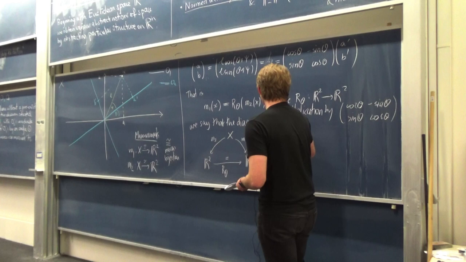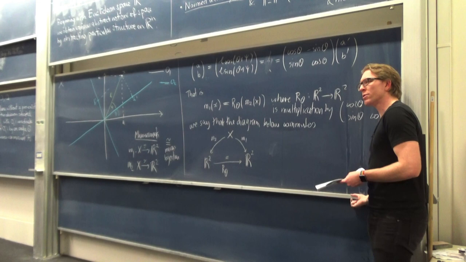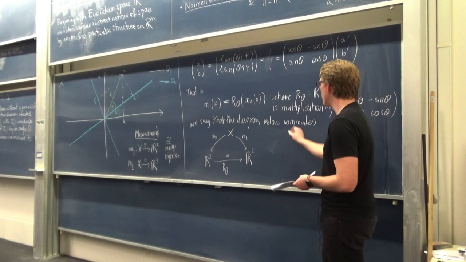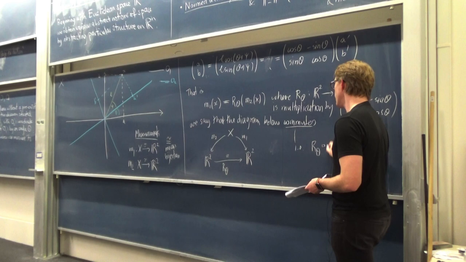So just a piece of terminology. When I say that a diagram commutes, this means, in the particular case of a triangle, for instance, which is the only case that will appear today, the two ways from the source vertex to the end vertex agree as functions, right? So to say that this diagram commutes is just a synonym for saying that r theta composed with m2 is equal to m1, which is, of course, what this says.